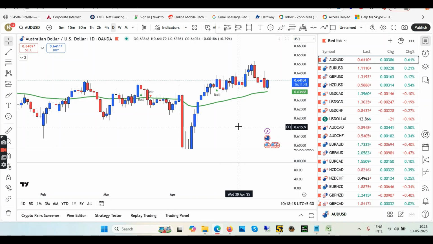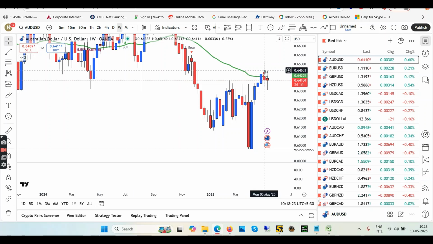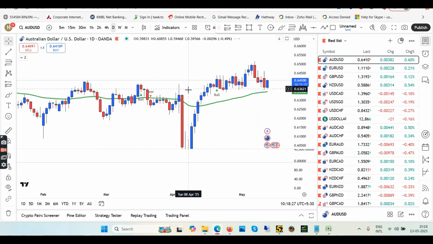Coming back to AUDUSD, starting with the top-down approach with the weekly chart. In weekly, we have crossed below the EMA last week. So most probably we're going to go down. This could be a medium trend reversal, okay?